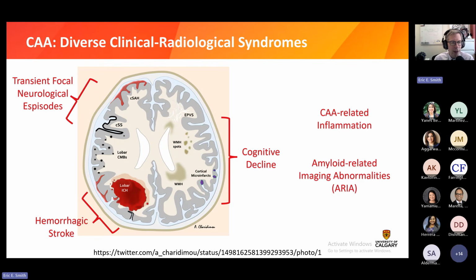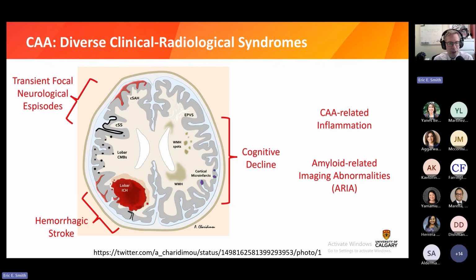And as well, patients with CAA that are imaged sometimes have small DWI positive lesions reflecting acute infarction. These can happen in the lobar regions, like in the cortex or the subcortical white matter. And then finally, not shown on this slide, you can also have evidence of vasogenic edema consistent with vasculitis or perivascular inflammation. That's been termed CAA-related inflammation.